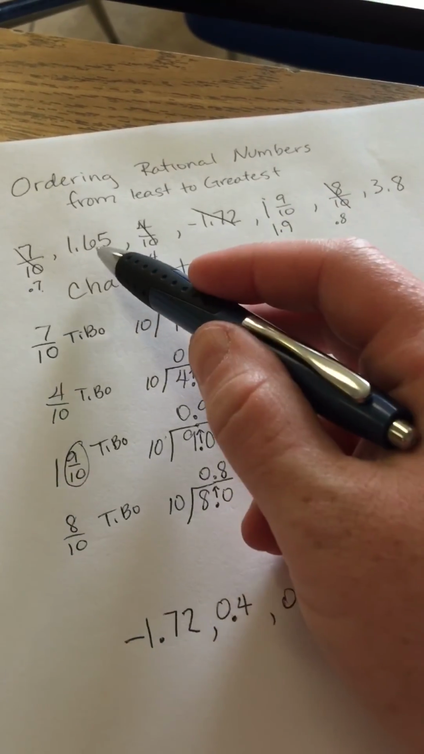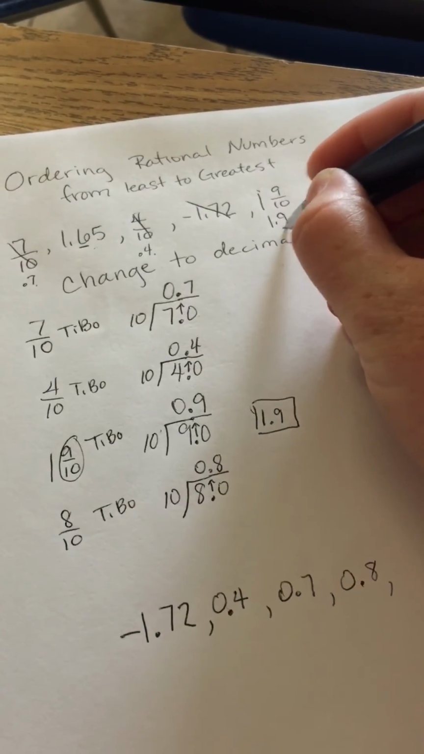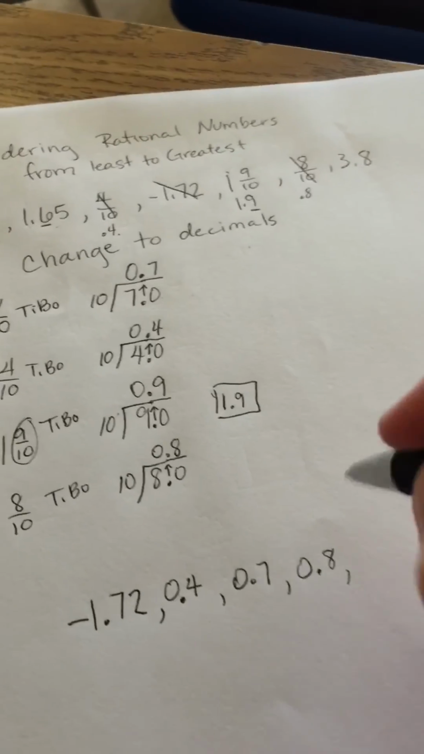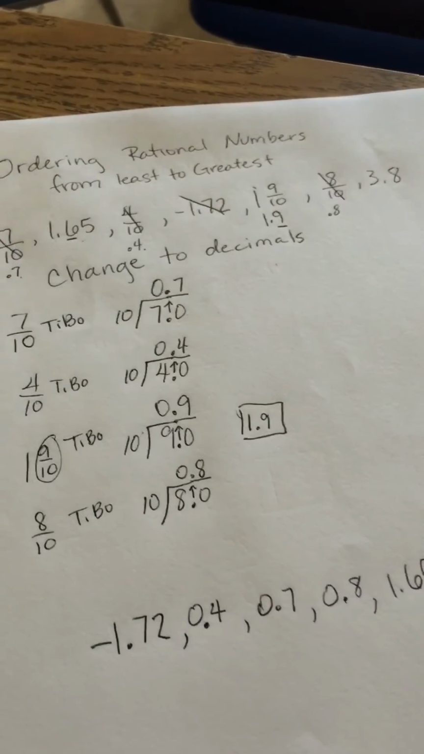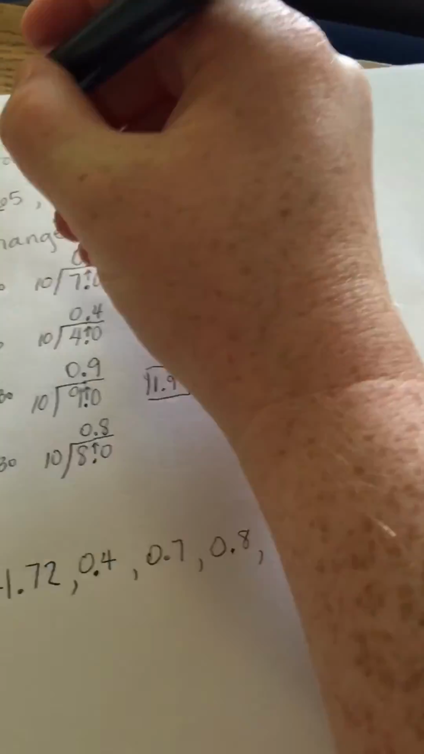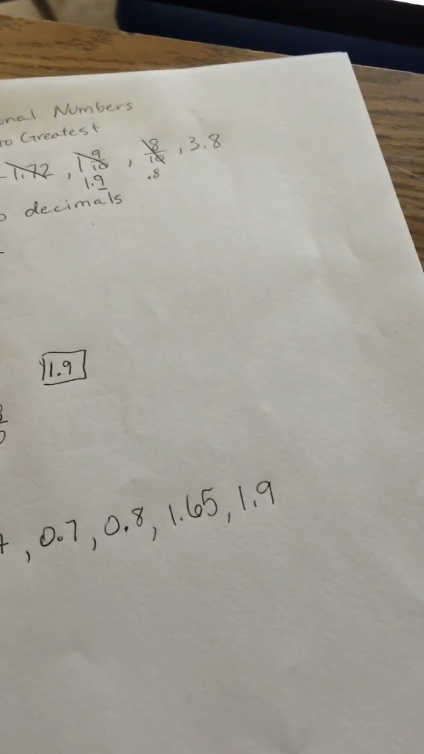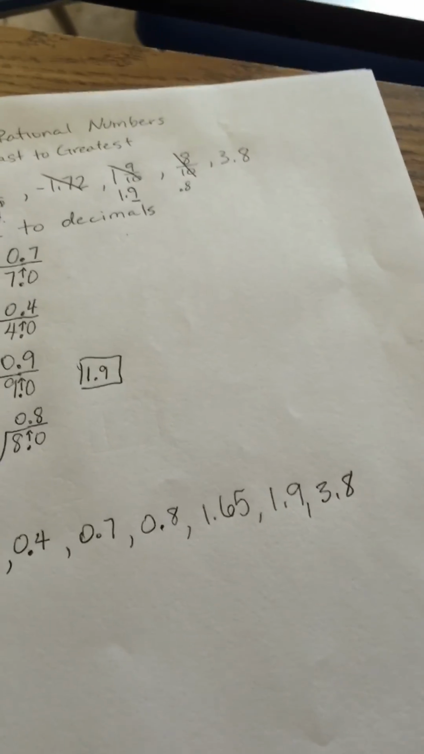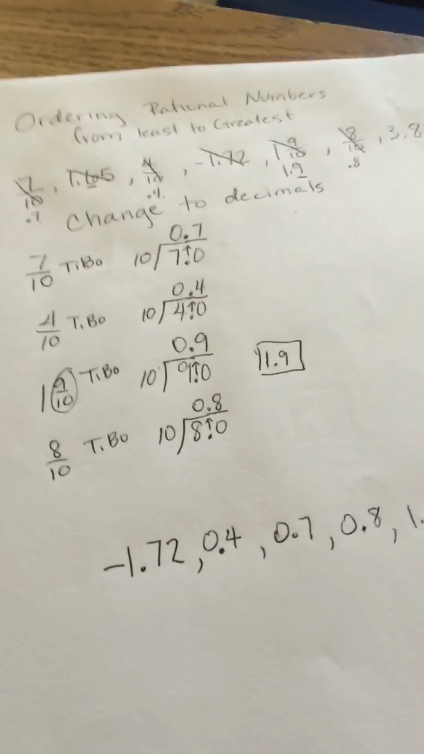So now let's look at the decimals. It does a 6. Is it lower than a 9? Yes, it is. So let's write 1.65 and then 1.9. All right, let's cross this one out and let's cross this 1.65. Our last number is 3.8. Great job, everyone. This is ordering rational numbers from least to greatest.